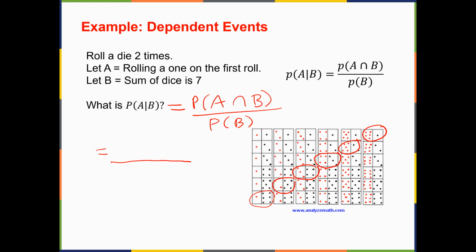So of these 36 possible outcomes, 6 of them sum to 7. Of course, you can't roll a 7. All right, so that's the denominator, 6 chances out of 36.